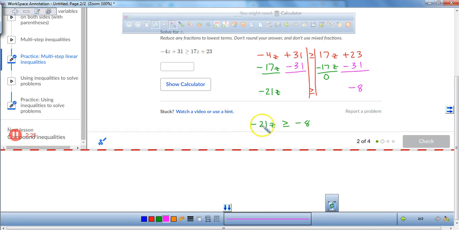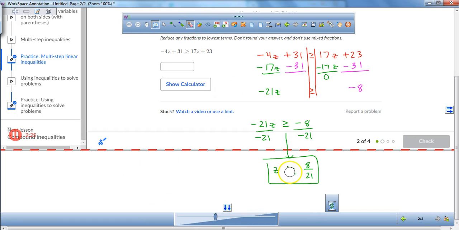And then to solve for z, we are going to have to divide both sides by negative 21. A negative divided by a negative is a positive, and we're left with z. But whenever you multiply or divide an inequality by a negative, you have to flip the sign in order to make the statement true. There's no numbers that go into 8 and 21, so this is going to be my final answer. If you're not sure why I flipped the sign, apparently I didn't flip the sign. I need to flip it. My apologies. It was greater than or equal to, now it becomes less than or equal to.